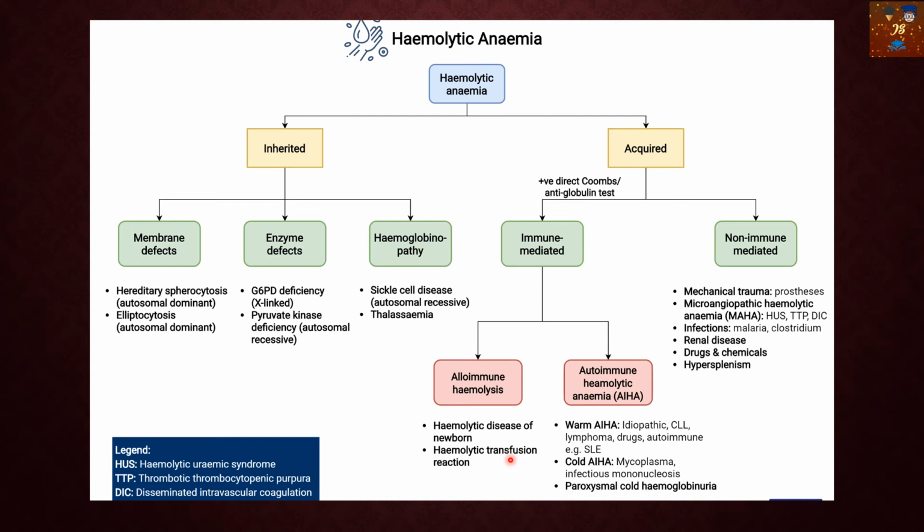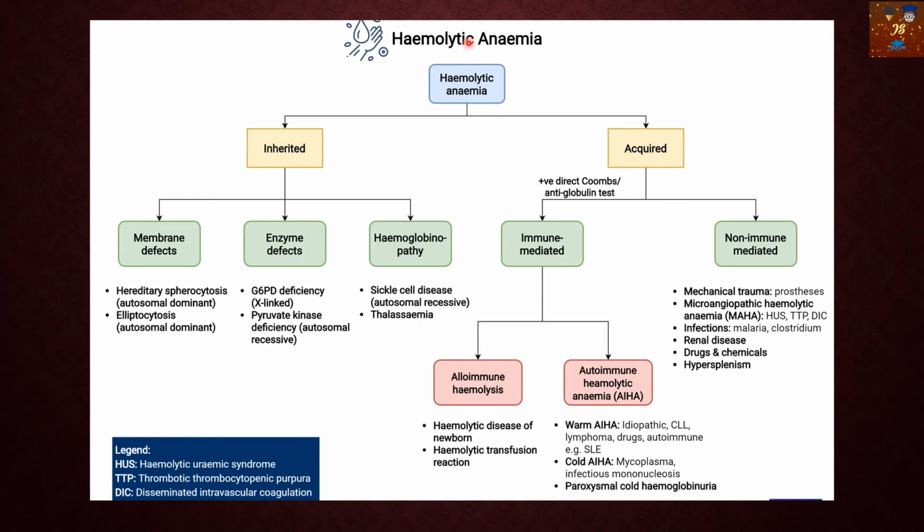Now, these are all regarding the autoimmune hemolytic anemias. Now, regarding the non-immune mediated acquired hemolytic anemia, we can see that there is mechanical trauma, that is prosthesis, microangiopathic hemolytic anemia, which is also known as MAHA, then infections by malaria, clostridium, then renal disease, drugs and chemicals, hypersplenism. These also can cause the non-immune mediated hemolytic anemia.